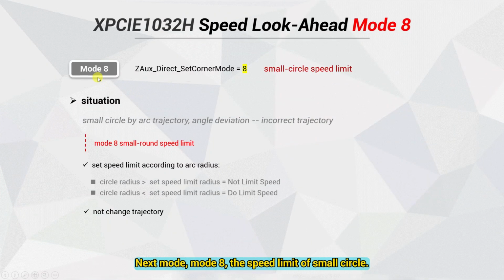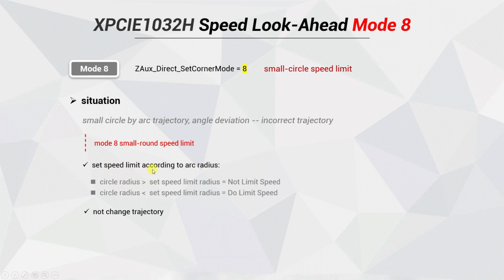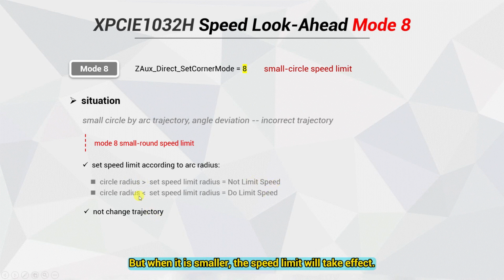Next mode, Mode 8, the speed limit of small circle. For arc motion, sometimes the speed is too high. It will cause angle deviation, the needed trajectory is not achieved. Arc speed limit is needed. Then how to solve this? Set one speed limit radius. When circle radius is bigger, no any limit. But when it is smaller, the speed limit will take effect. Okay, now, all 3 modes are introduced.